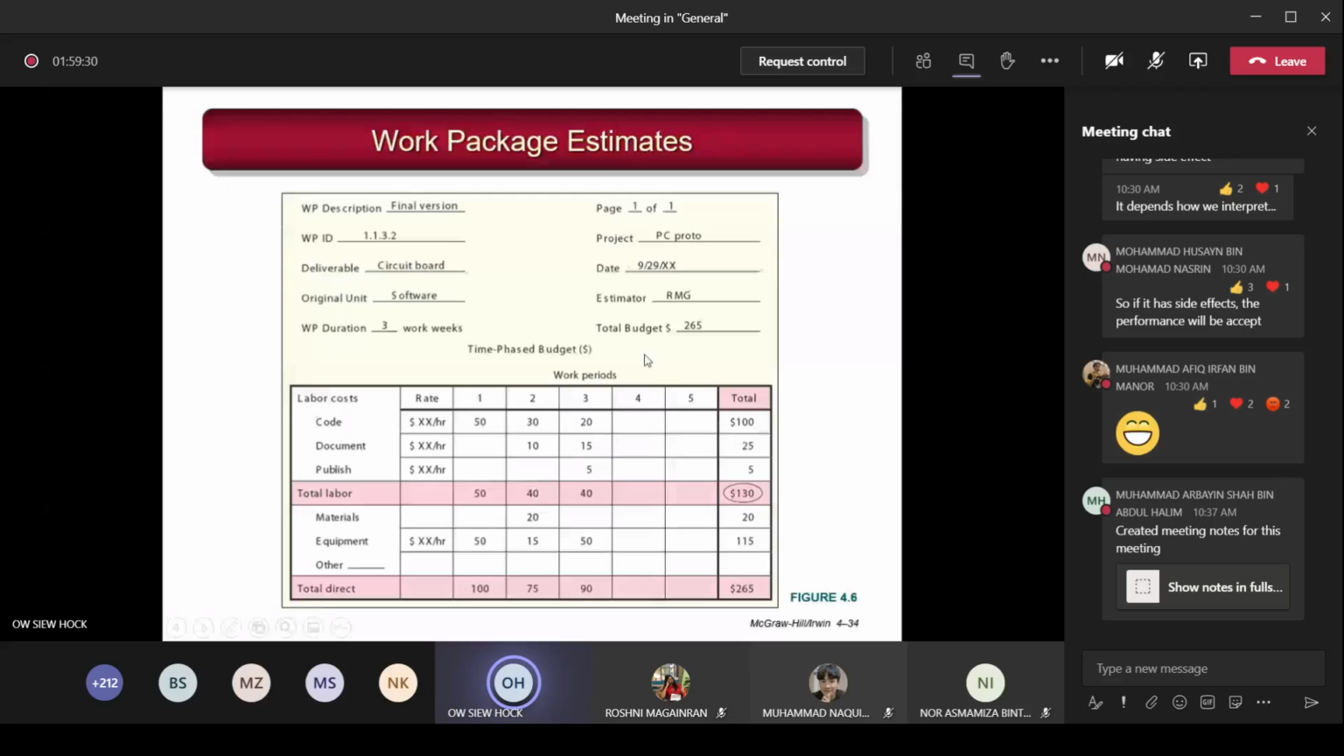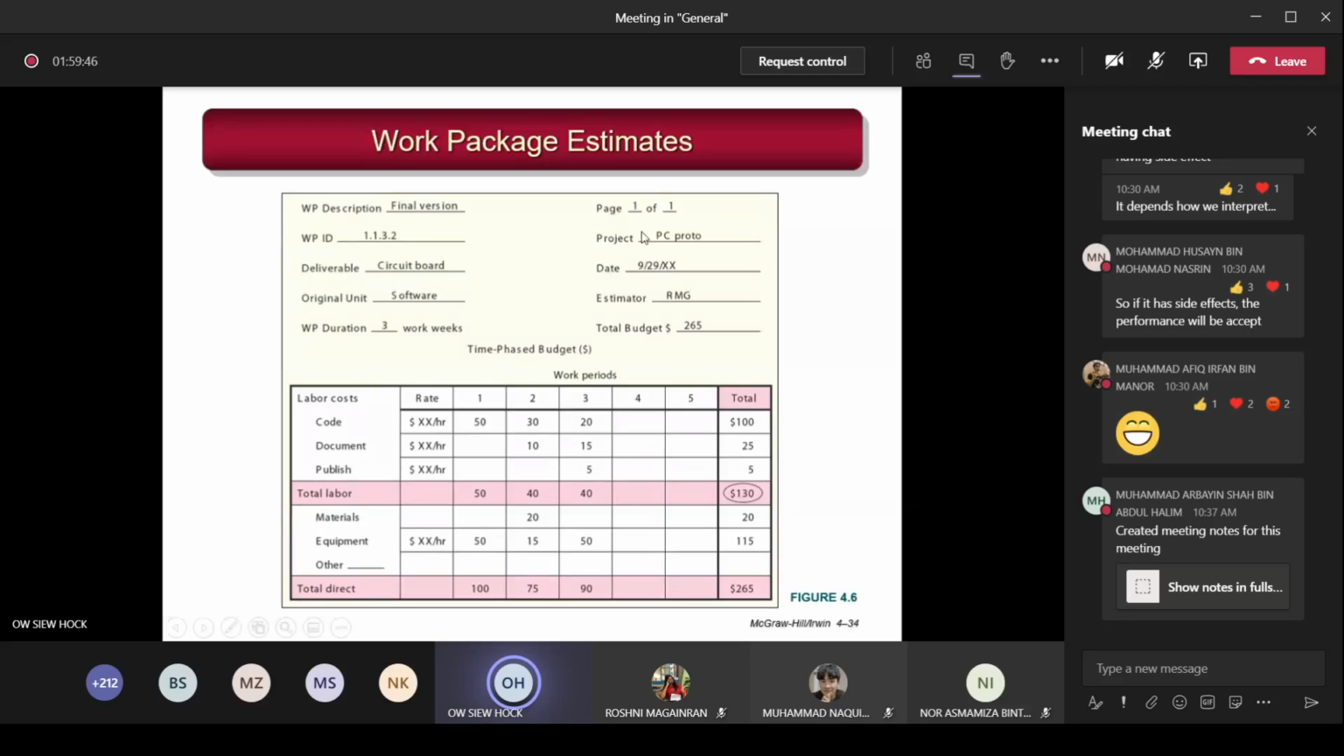Okay, 3 weeks. Sometimes this work package is quite lengthy. Then this is page 1 of 1, only 1 page. Let's say 1 of 2 means you've got another page. Page 1 of 2, page 2 of 2. That means there are a lot of details.